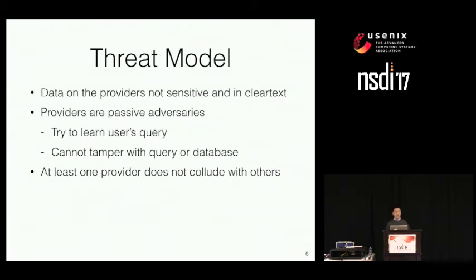Now I've given you an overview of Splinter. I want to more explicitly state the threat model. The data on the providers is not sensitive and in clear text. The providers are passive adversaries, and they try to learn the user's query, but they cannot tamper with the query or the data. And we assume at least one provider does not collude with the others.